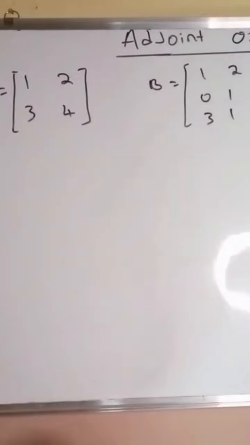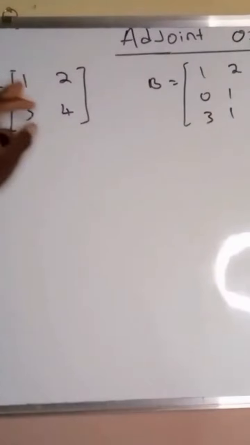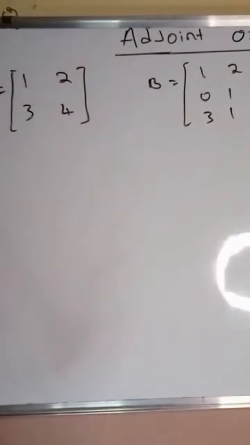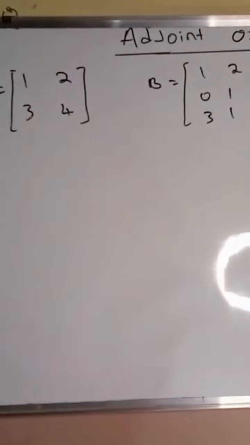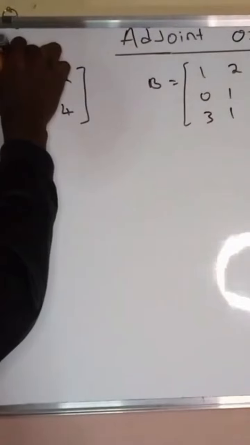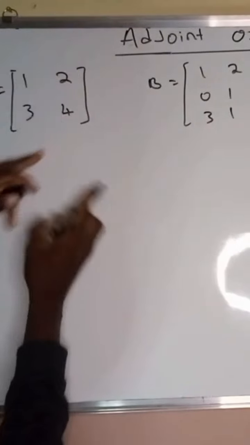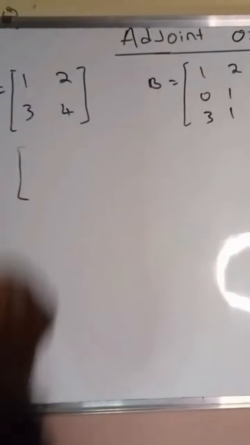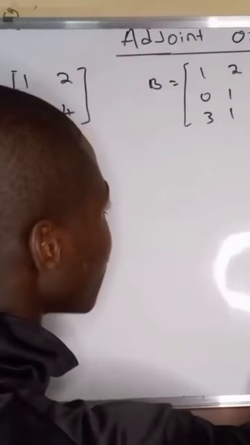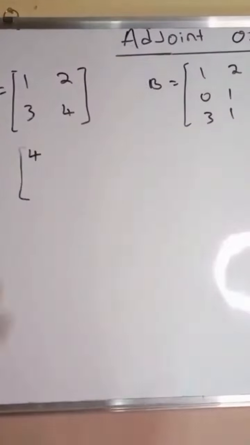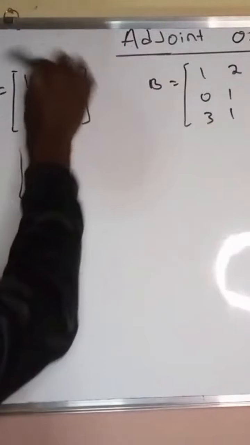So therefore, let me find the adjoint of this 2 by 2 matrix. I have to find the minor of each element. First, the minor of 1: I delete this row and column, and I'm left with only 4. But don't forget the sign pattern: positive, negative, negative, positive. If I multiply 4 by the positive sign, I still have positive 4. The minor of 2: I delete this row and column.